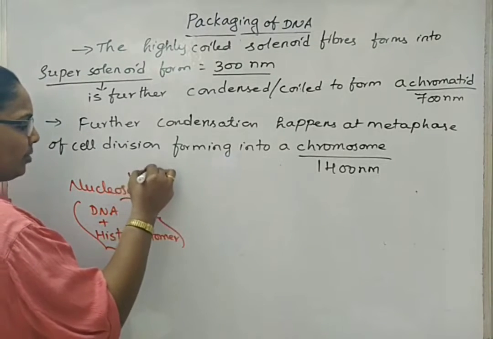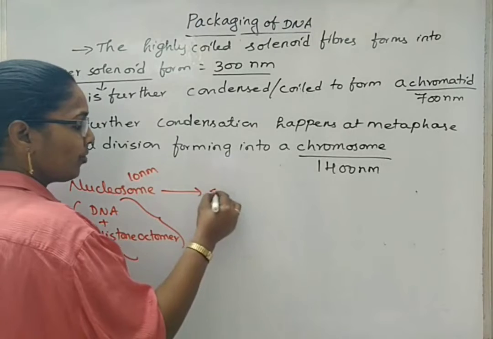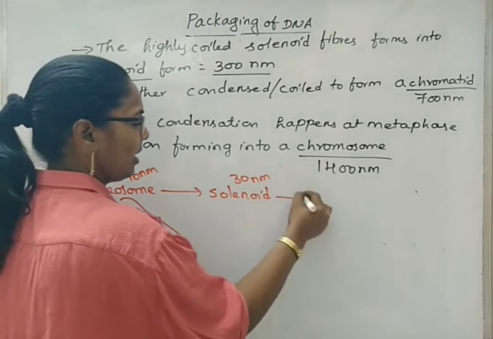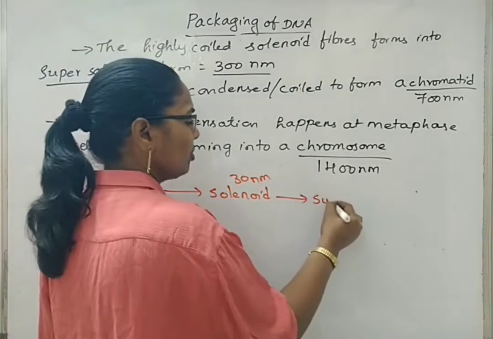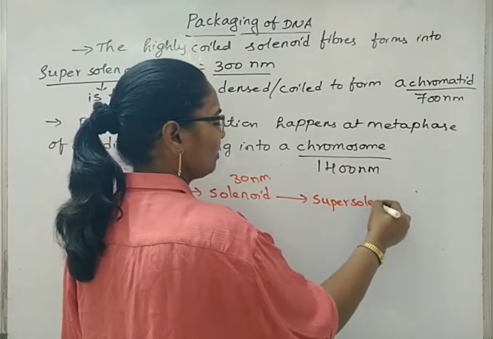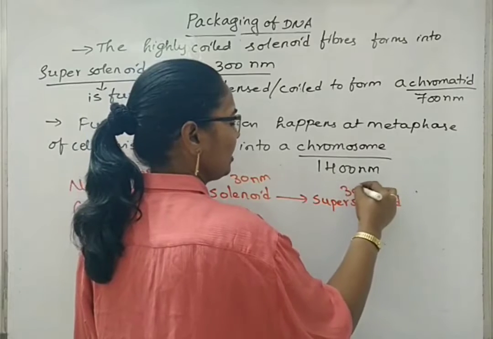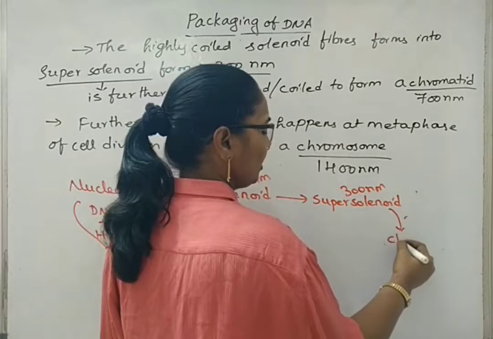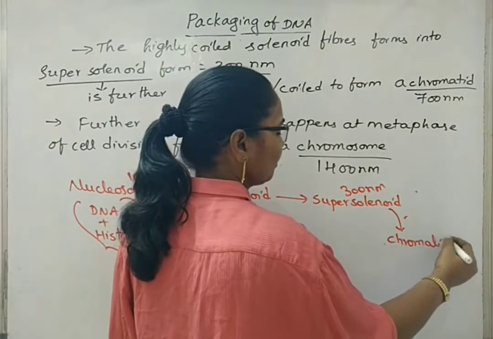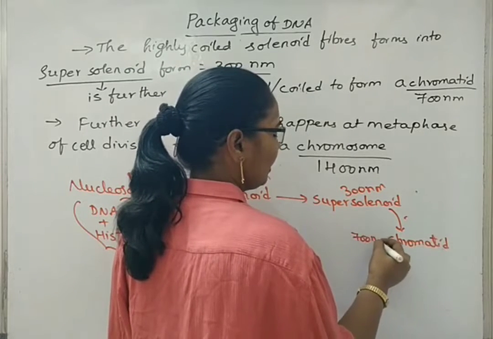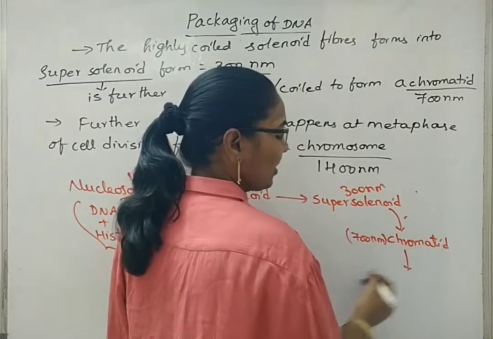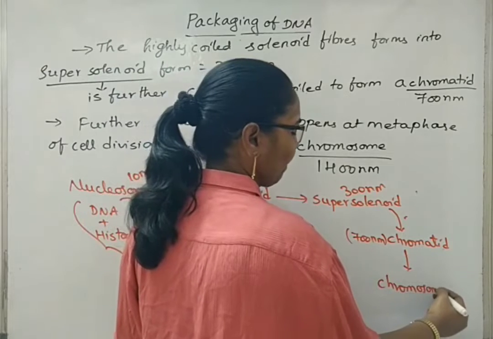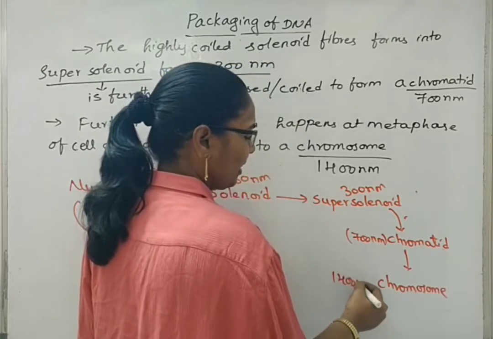Its length is 10 nanometers. It is condensed to form into solenoid, which is of 30 nanometers. Again, it is further condensed to super solenoid, whose length is changed into 300 nanometers. This is again condensed to form into chromatid, whose length is 700 nanometers. It is further condensed and formed into a chromosome. Now the length is 1400 nanometers.